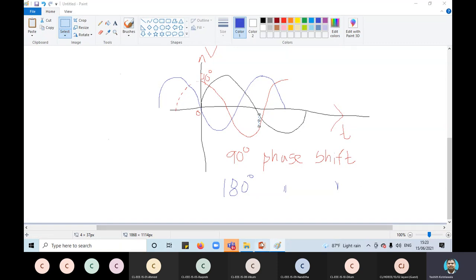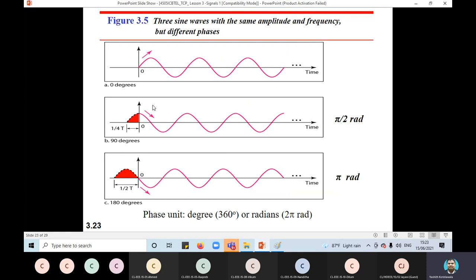If you concentrate on these waves, the first wave is 0 degrees: no phase shift, starting from zero positioning. When time is equal to zero, the wave position angle is zero, so there is no phase shift. This is an in-phase signal.